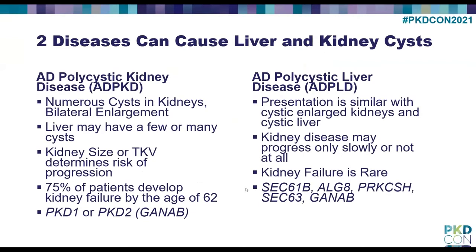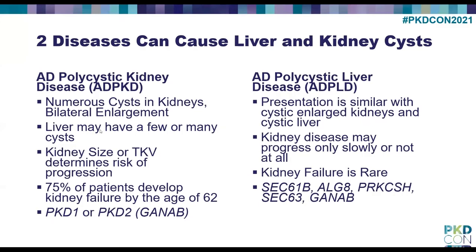And there are two diseases that look very, very similar in that they both cause both kidney and liver cysts, but they're important to define because of what I'll show you. So the disease that most patients have is ADPKD, or autosomal dominant polycystic kidney disease. And this, as you all know, causes cysts in the kidneys and bilaterally enlarged kidneys.